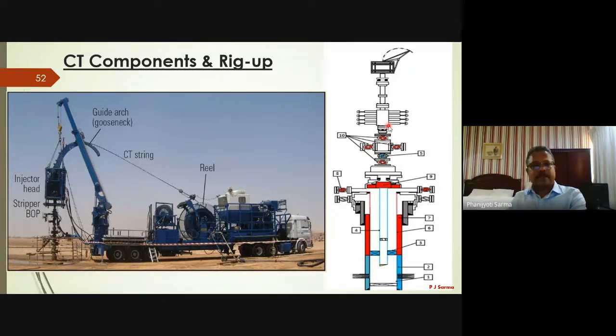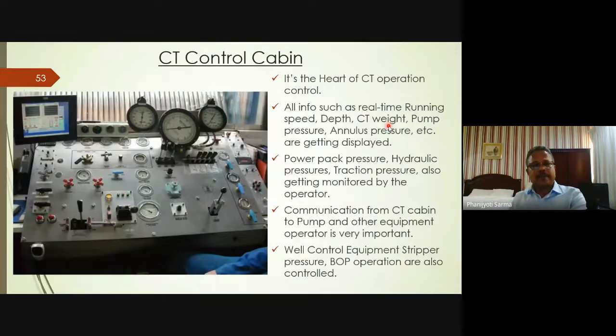So this is the coil tubing operation, and this is the coil tubing cabin. All these operations are controlled from the control cabin. You can say this is the heart of the whole coil tubing operation. During the running in hole, the depth, the weight, and the pumping pressures are all monitored and controlled, and the necessary corrective action needs to be done.